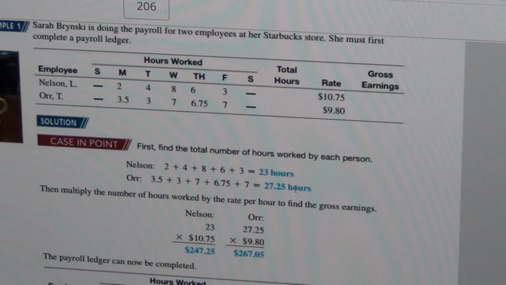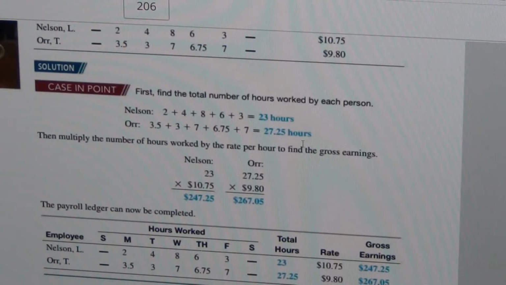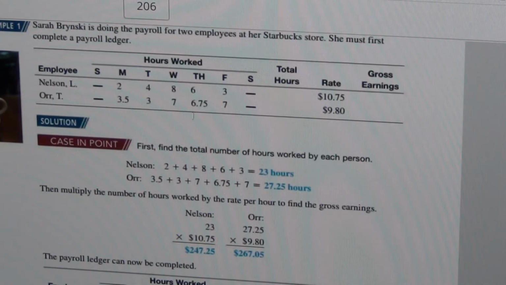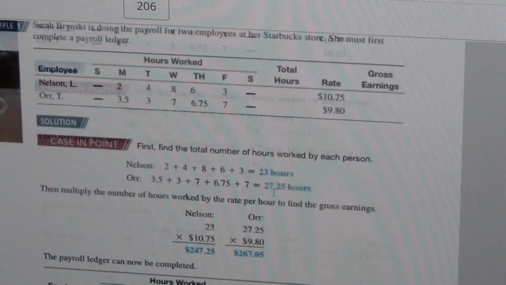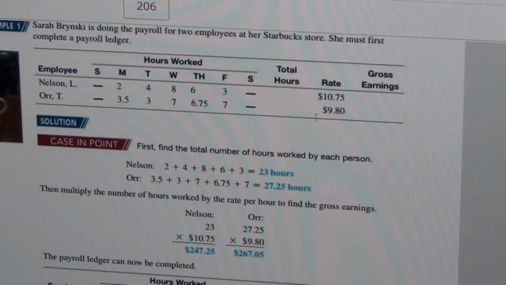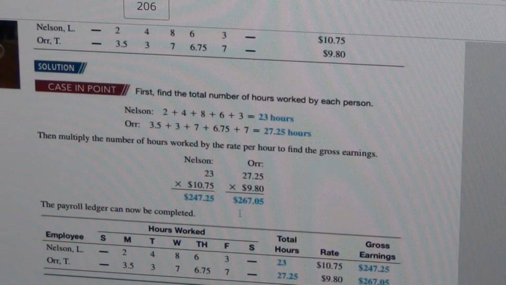What you need to round to will be pretty clear in the instructions on your assignment, so let's not worry too much. Right now they're giving us to the nearest hundredth, so we'll go with that. We then multiply the number of hours by the rate per hour. The 23 hours was for Nelson, and Nelson's rate is 10.75, so 23 times 10.75 comes to 247.25. Rice worked 27.25 hours, and we multiply that by $9.80, which gives us the total for Rice.